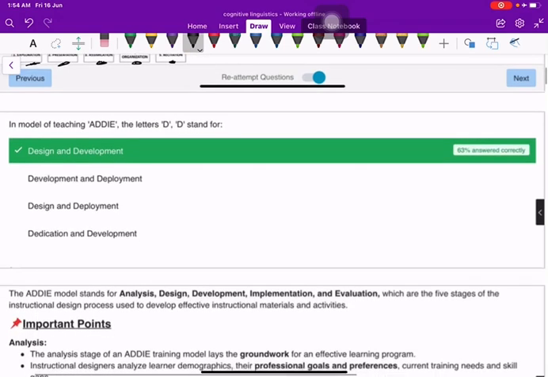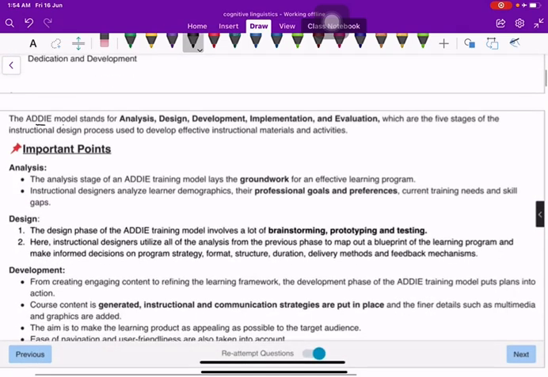Now, the next, in model of teaching, ADDIE, the term D, the both D's, what do they stand for? Well, they stand for design and development. The ADDIE model stands for analysis, design, development, implementation, and evaluation, which are the 5 stages of the instructional design process used to develop effective instructional materials and activities.